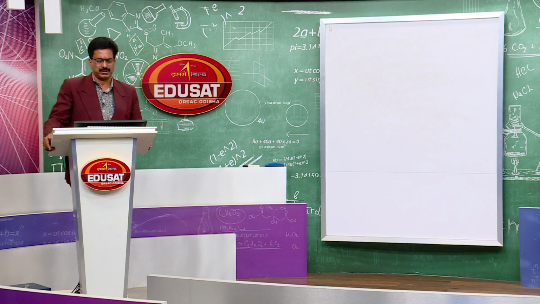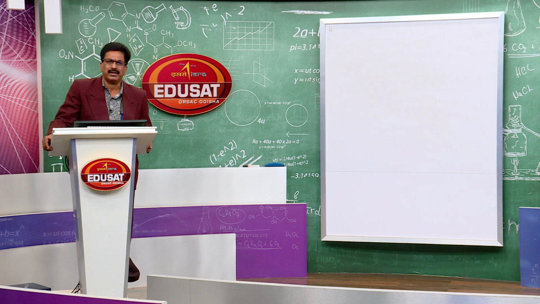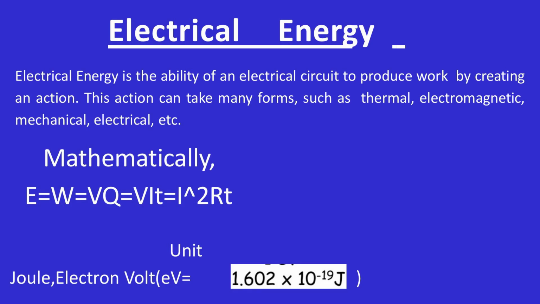Now we are going to discuss electrical energy. It is the combination of two words: one is electrical, the second one is energy. About energy we know very well from class 9th, and in every subject this term comes: energy, work, velocity, speed, these things are coming.